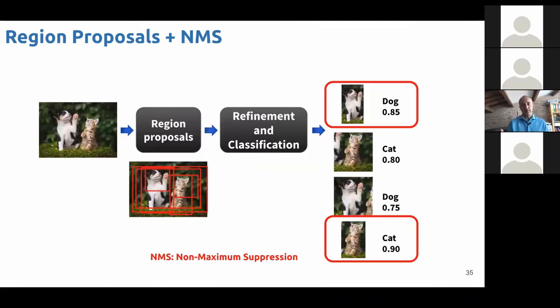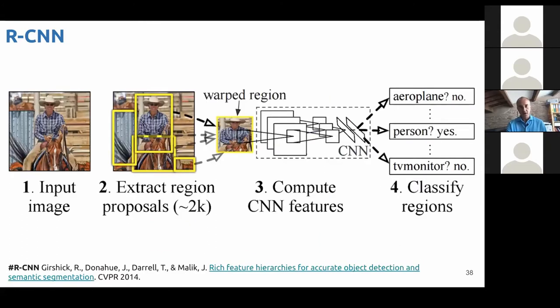So thanks to this non-maximum suppression algorithm, at the end, we will just keep the dog with the highest confidence and the cat with the highest confidence. In this example, this dog and this cat will be discarded. Okay, but notice that this is a post-processing step that you must do over the outputs of the neural networks. Let's look at the neural networks now.